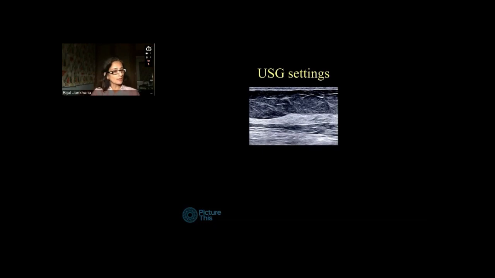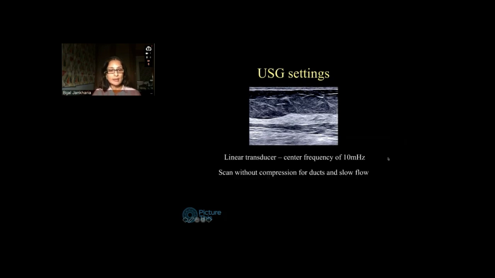As far as settings for ultrasound are concerned, we have to use a linear transducer, preferably with a center frequency of about 10 megahertz. Scan without compression for ducts as well as for vascularity. And the grayscale should be such that the subcutaneous fat appears medium gray. It should never be black.